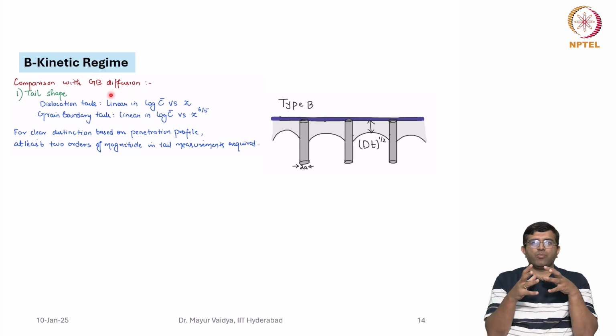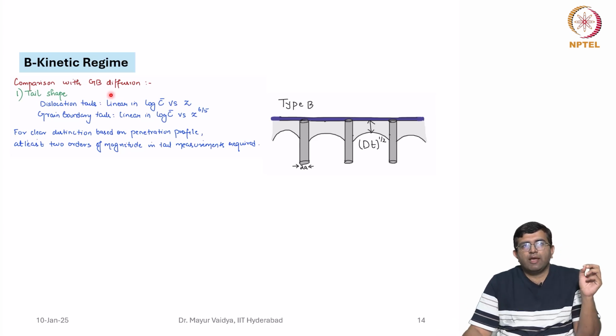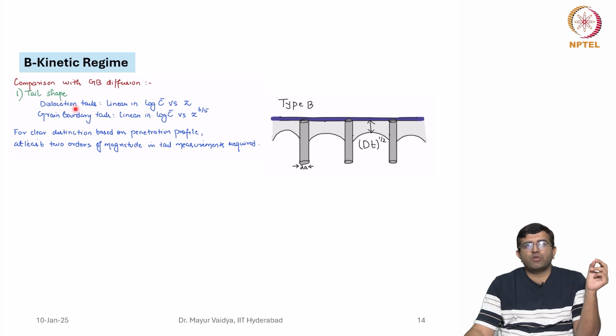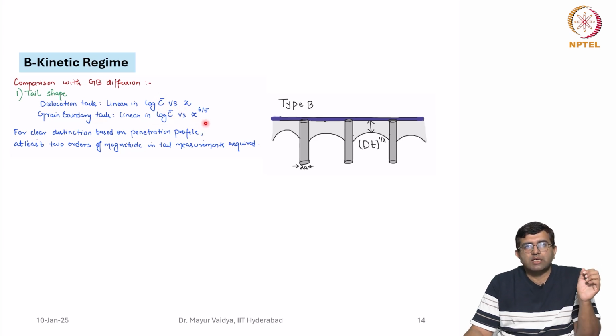Here, if you compare this type B regime with the type B regime of grain boundary diffusion, there are a couple of things to note. First is the tail shape. In the case of the dislocation tails, it is linear in log C bar versus Z, whereas the grain boundary tails are linear in log C bar versus Z to the power 6 by 5. So, this is another very important difference when you have to distinguish dislocation diffusion from grain boundary diffusion.